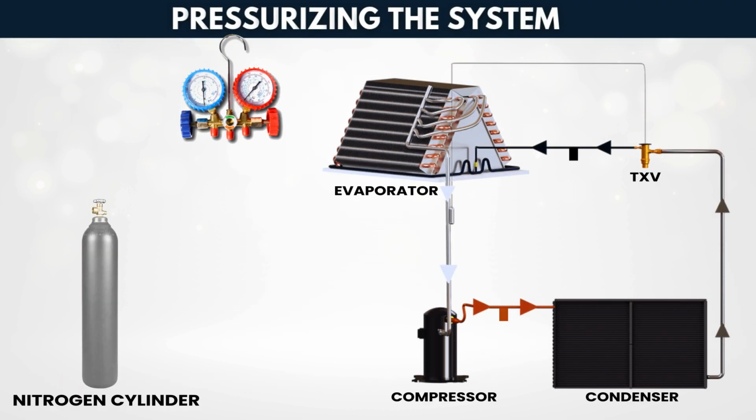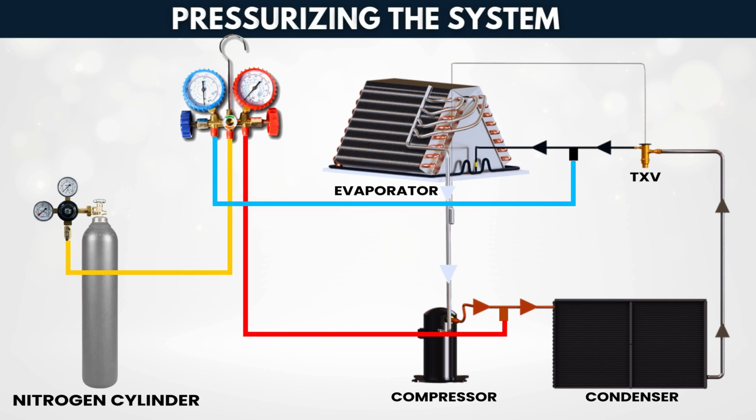Now let's pressurize. Connect the regulator to the nitrogen cylinder, attach the yellow hose to the regulator outlet, and connect the blue and red hoses to the low and high service ports of the AC unit. If your system has only a low side service port, then connect only the blue hose. Before you start, purge the manifold and hoses once again with a small burst of nitrogen.